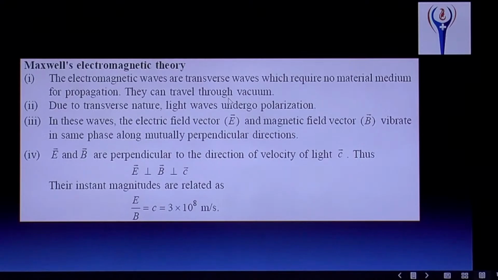Due to transverse nature, light undergoes polarization. What is polarization? Polarization is the phenomenon of restriction of vibration to a particular plane. In this wave, the electric field vector E and magnetic field vector B vibrate in the same phase along mutually perpendicular directions. This was explained by this theory only. E and B are perpendicular to each other and perpendicular to the propagation of light C. From that only, C equals E by B, or C equals E naught by B naught, which is equal to 3 into 10 power 8 meter per second.